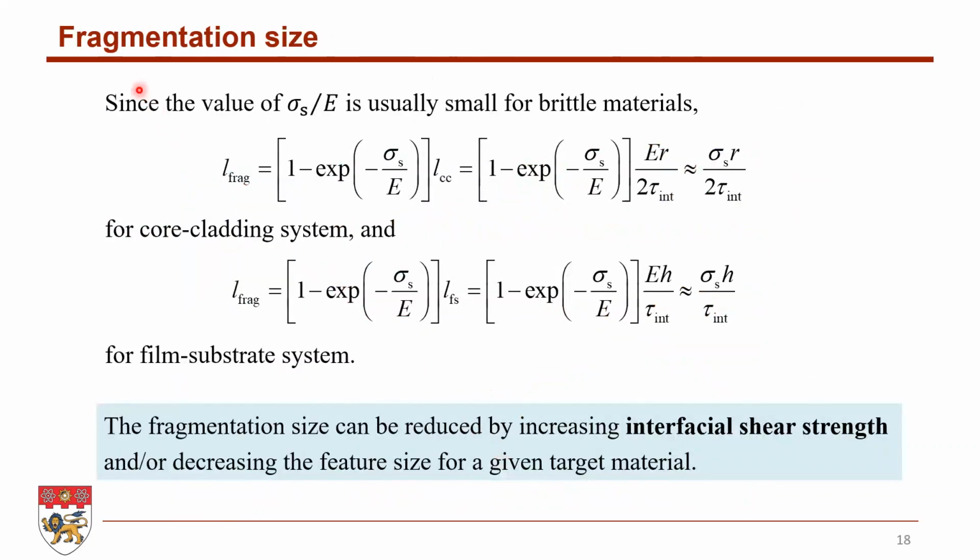And as we have mentioned, the fragmentation size for brittle materials can be approximated as this form for the core-cladding system and this form for the film-substrate system. These forms actually inspire us to reduce the fragmentation size by increasing the interfacial shear strength tau int and decreasing the feature size, for example, the radius of the core and the thickness of the film.